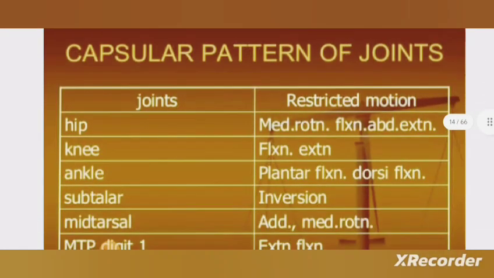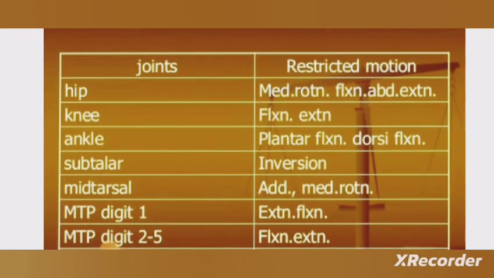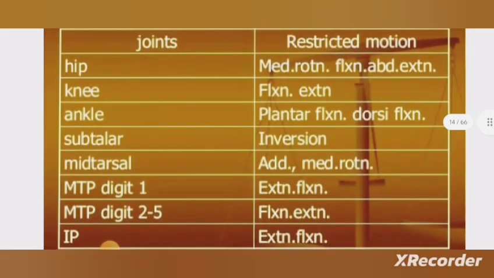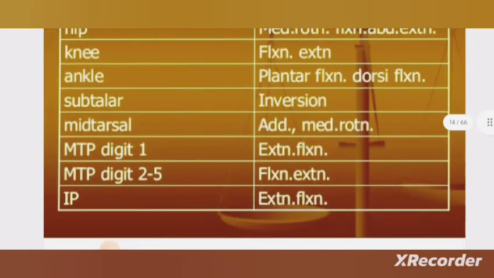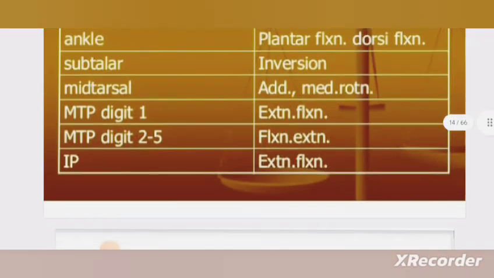Now we talk about the capsular pattern of the lower joints or lower limb. On the hip, it restricts medial rotation, flexion, abduction and external rotation. On the knee, it restricts flexion and extension. Next, on the ankle, it restricts plantar flexion and dorsiflexion. On the subtalar joint, it restricts inversion. On the midtarsal joint, adduction and medial rotation are restricted.